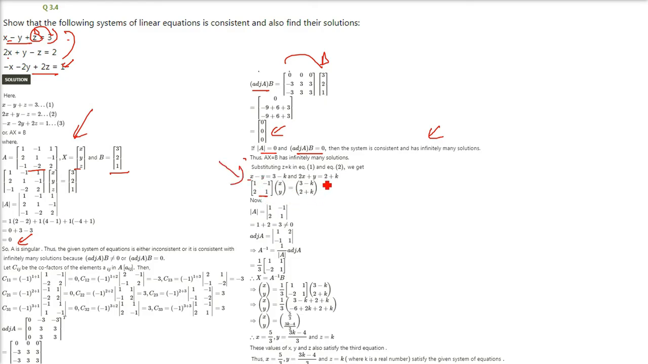So Ax equals B. You have to find the determinant of A, the adjoint of A, and A inverse. Put it in x equals A inverse B, and then you will get the answer in terms of k, because you already assumed z equals k. Put it in minus x minus 2y plus 2z equals 1 to satisfy it.